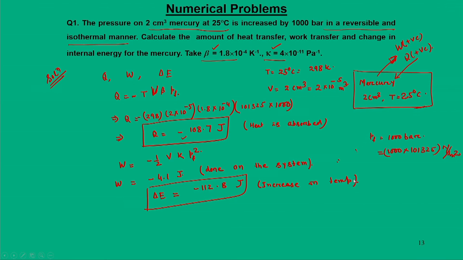Okay. So, of course, these numbers Q, W, delta E are very small with respect to the increase in the pressure by 1000 bar. So, it means that mercury is very insensitive to these changes. In fact, this is also clear from the values of beta and kappa defined for mercury.